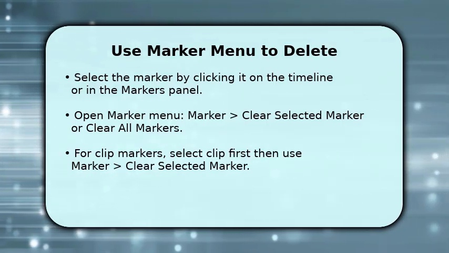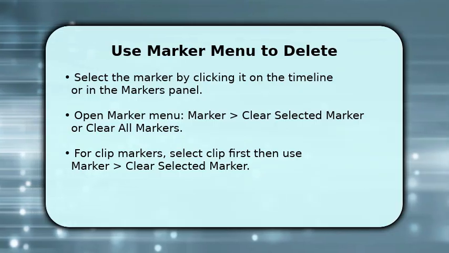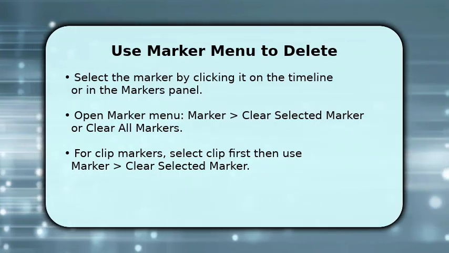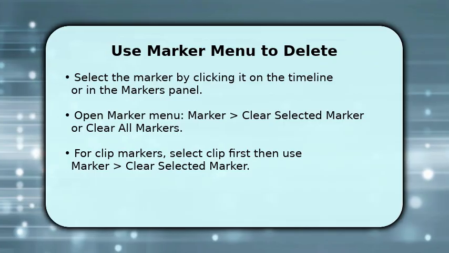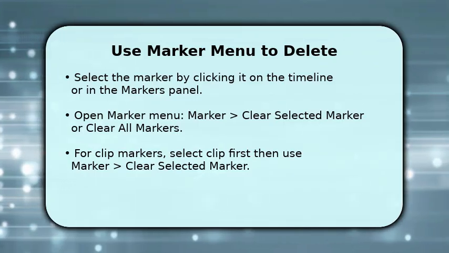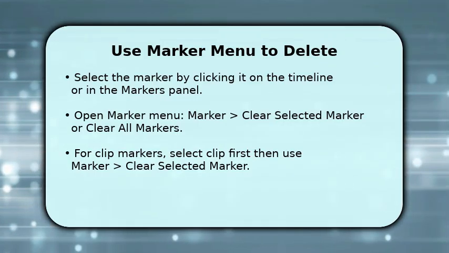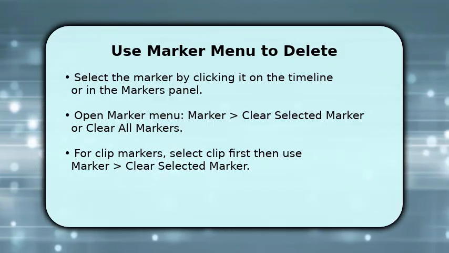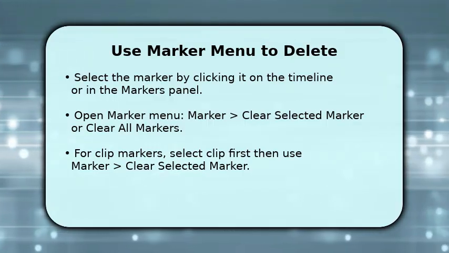If you want to remove every marker in the sequence, choose Marker, Clear All Markers, but make sure you really want them gone. Once done, Premiere removes the marker metadata immediately. The audio file itself is untouched, which is why you can safely clear markers without harming the sound.